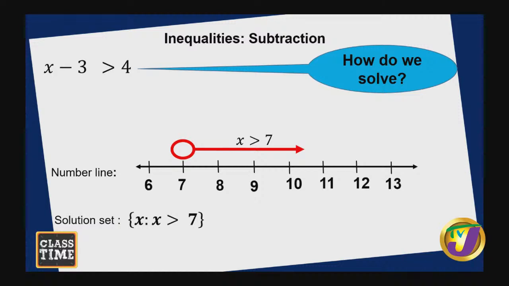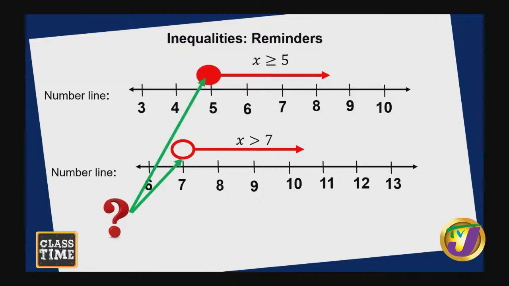So just to recap. Earlier we looked at the closed dot and the open dot. For x is greater than or equal to 5, the dot is closed, which symbolizes that 5 is included in the solution. And for x is greater than 7, the dot is open, which symbolizes that 7 is not included in the solution set. We are to pay attention to these things because that's important.